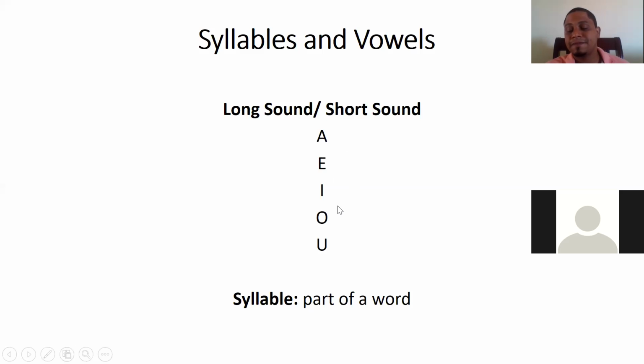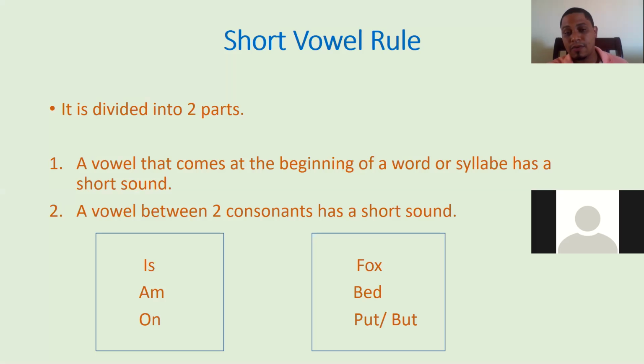Here we go. We're gonna start with the first rule. The first rule, we're going to discover what is the short sound and when you use it in English. Okay, now the short vowel rule is divided into two parts, okay? The first part says that when you have a vowel at the beginning of a word or syllable, remember that a syllable is a part of a word. So when you have a vowel at the beginning of a word or syllable, the vowel has the short sound.